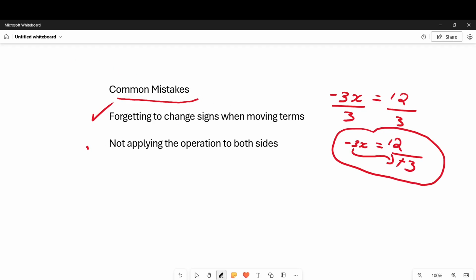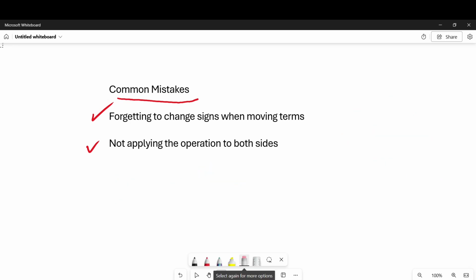The next thing is not applying the operation on both sides. Yes. See, when we divide, some people will forget to do that. Minus 3x divided by minus 3, but on the 12 side, some people will forget to divide by the same number. Even if we forget, x will be 12, and again the answer is wrong. So the two major mistakes people normally make are forgetting to change signs when moving terms and not applying the operation on both sides. Okay, keep this in mind.